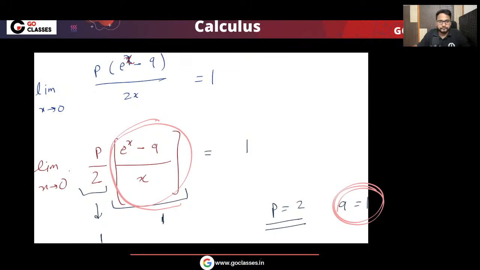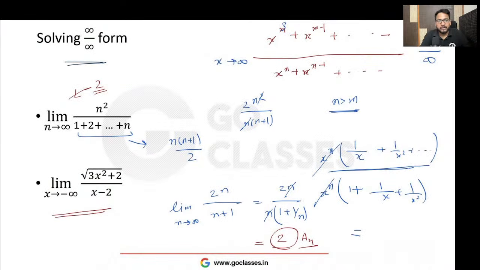Okay, cool. Now let's move to the next form of the questions, which is solving infinity upon infinity. Let me know if everything is clear till this point. Now let's just see how to solve this infinity upon infinity, right?